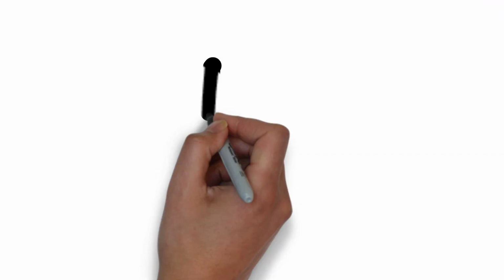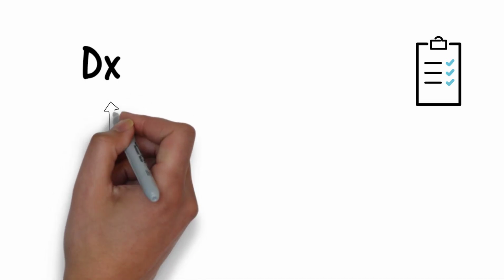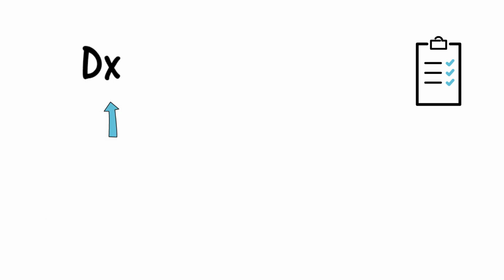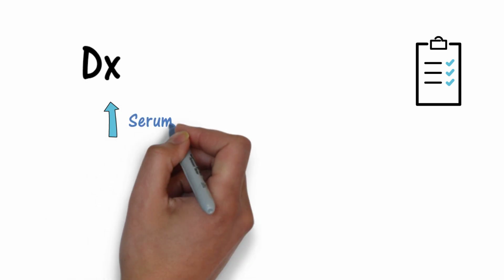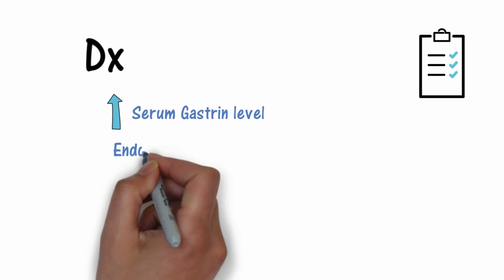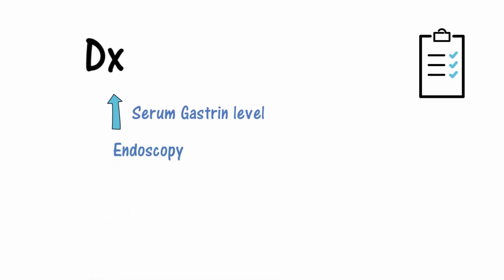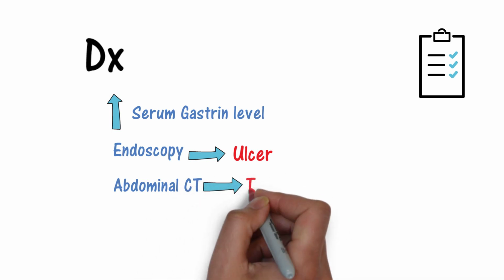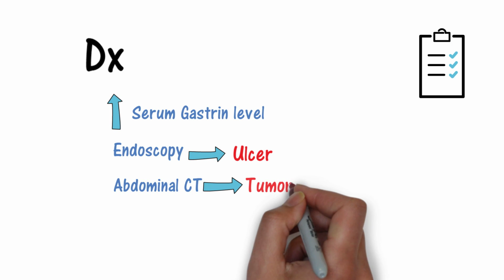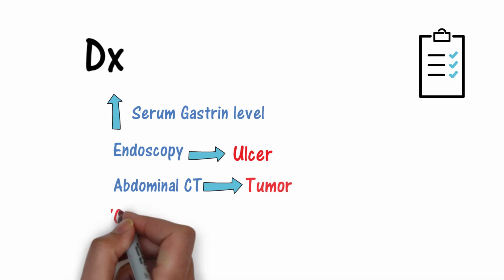So now, come to the diagnosis of the syndrome. Firstly, we have to check the serum gastrin level. Patient might have an increased serum level of gastrin. Secondly, we can perform endoscopy to find out the ulcer. Thirdly, we can perform abdominal CT to locate the tumor. And then we have a specific tumor marker known as chromogranin A.